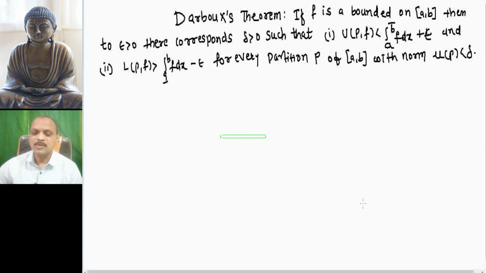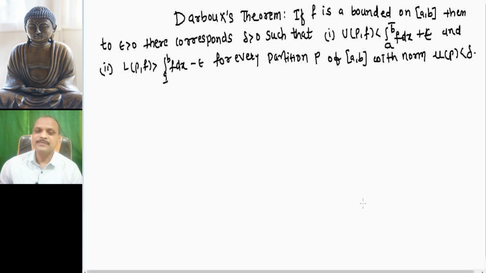0 there corresponds delta greater than 0 such that: number 1, the upper sum of a function f for a partition P is less than the upper integral of f plus epsilon, and number 2, the lower sum is greater than the lower integral of f minus epsilon. This is for every partition P of the closed interval [a, b] with the norm of P less than delta. Now let us prove this.